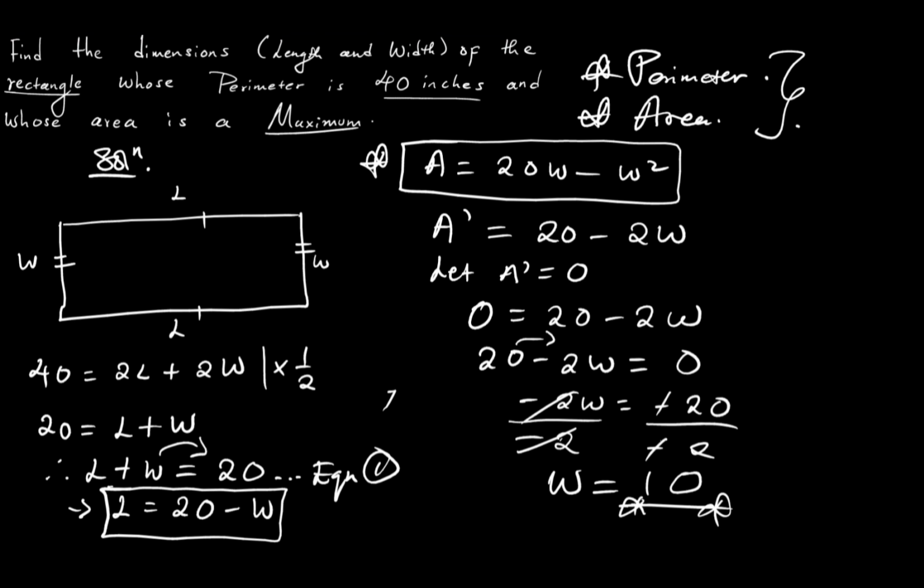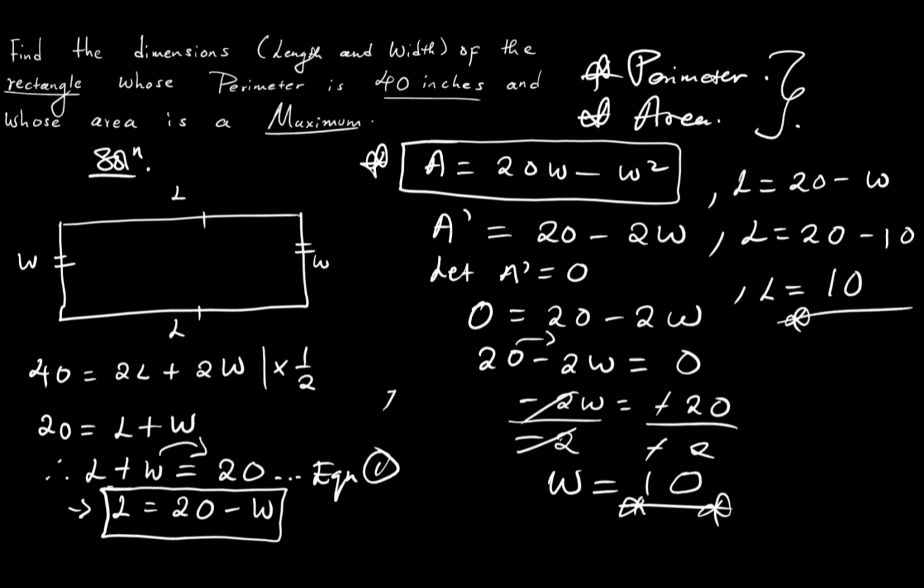Now that we have the width, it is going to be easy for us to find the length. Remember that the length, L, is equal to 20 minus the width. Therefore, L is equal to 20 minus the value of the width, 10. Therefore, L is equal to 20 minus 10, which would be 10 as well. Now, as you can see, we have determined the value of the dimensions. The length is 10 and the width is as well 10.